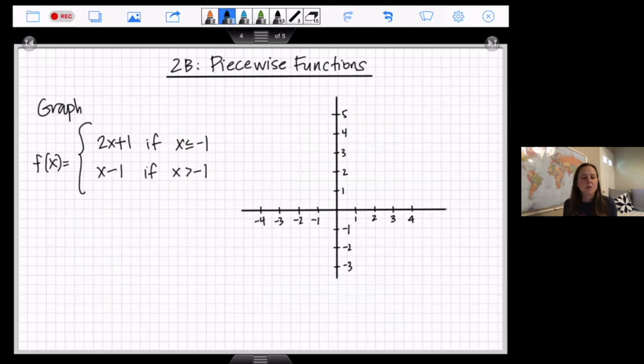F of x equals 2x plus 1 if x is less than or equal to -1, and x minus 1 if x is greater than -1. So this is a good time to stop the video and see if you can get the same graph that I get. Orange pen up.